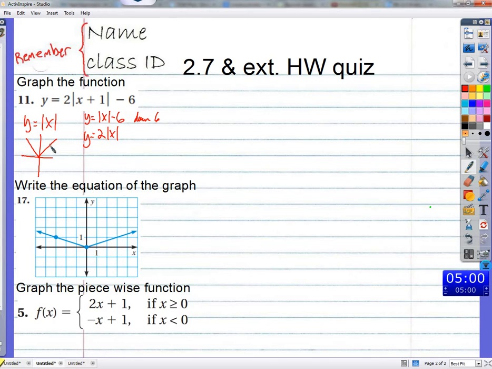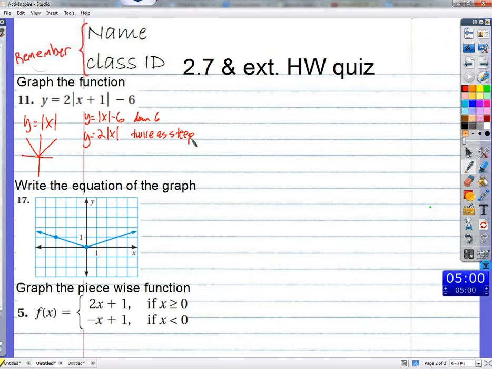But this one, you multiply that by 2. You multiply this 2 by 2, and you get 4. And then you multiply this 3 by 2, and you get 6. It's still a straight line, but it's steeper. Okay, so this is twice as steep when we look at the graph of it.